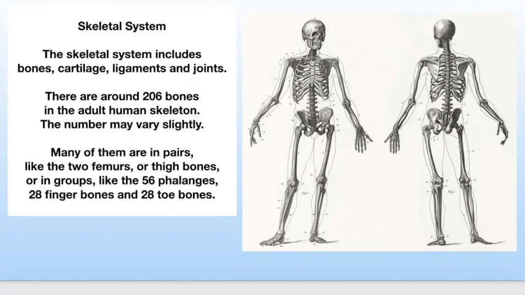All right, many of the bones are in pairs. There are two femurs or thigh bones, for example, and many of these bones are found in groups like the phalanges, which include both fingers and toe bones. And there are 28 finger bones and 28 toe bones. So altogether, there are 56 phalanges. So that's a huge group of bones. And we'll talk about them in the next lecture because they're part of the appendicular skeleton. And this lecture is on the axial skeleton.